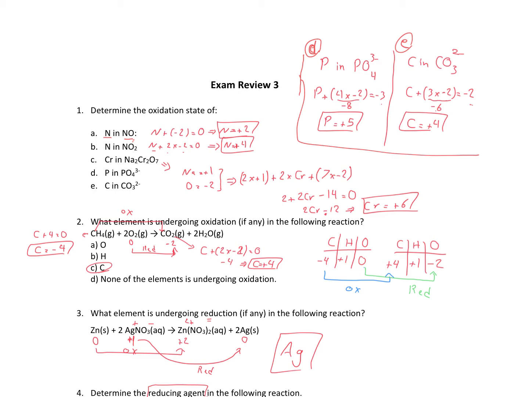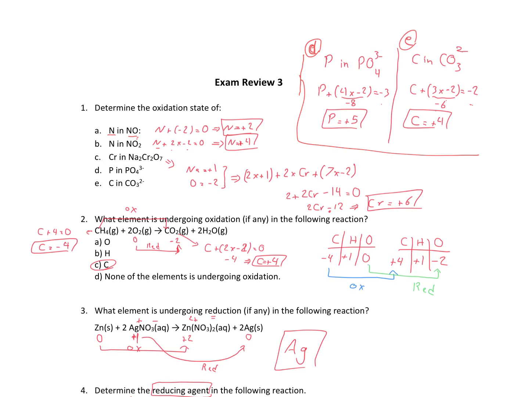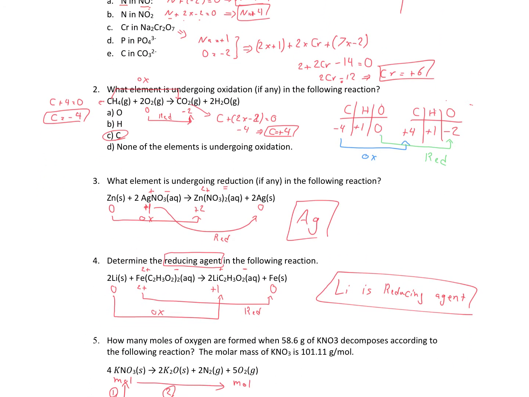Okay, so how do we use this to find what is the oxidizing agent and what is the reducing agent? The next question is, what element is undergoing oxidation, and which one is undergoing reduction?